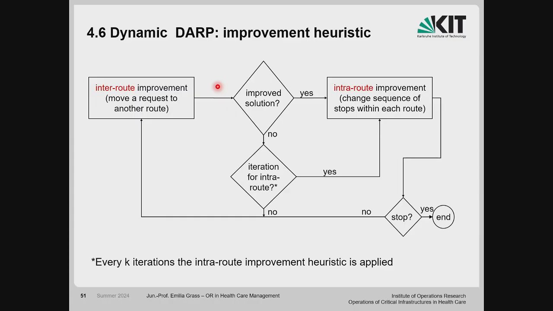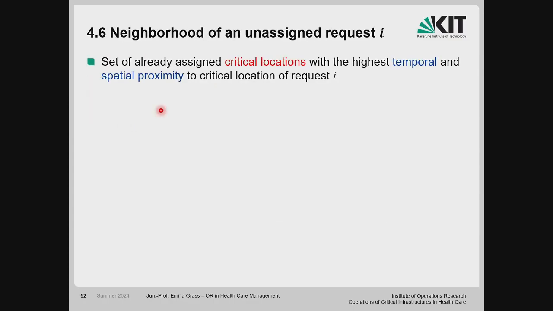Okay. So let's start with the inter-route improvement. We would like to move one patient from one vehicle to another to check if this would be better for our overall route. And of course we have to find a patient in our neighborhood, because it's always some kind of taboo search, local search, or whatever. These are the classical heuristics. So we are searching in the neighborhood for better solutions.